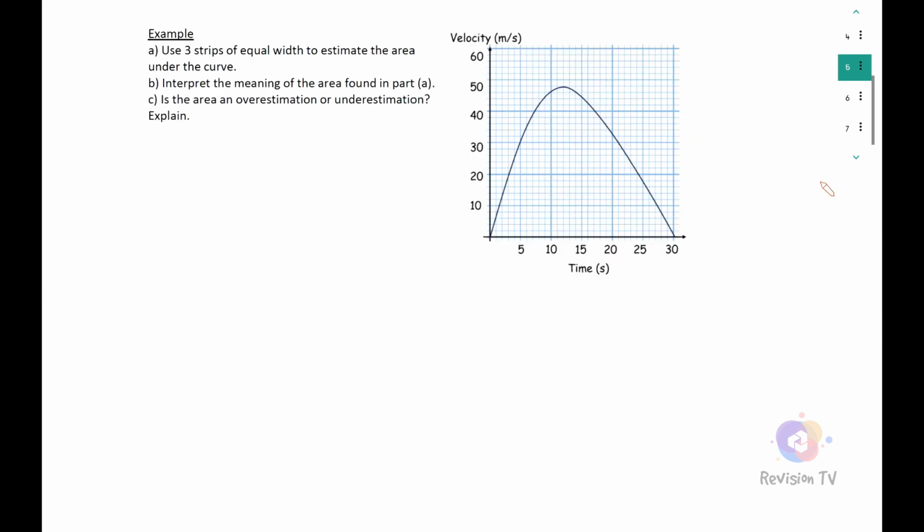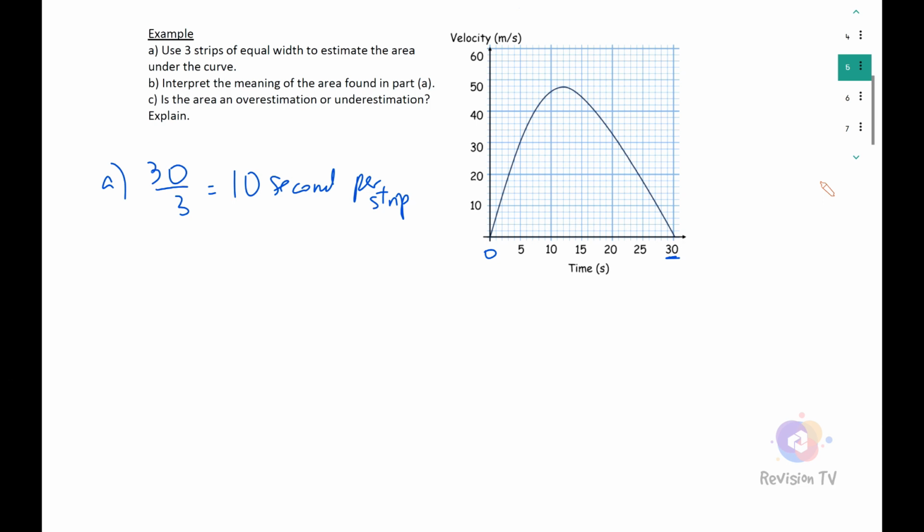All right. Example: use 3 strips of equal width to estimate the area under the curve. Now, 3 strips. The time spans from 0 seconds to 30 seconds. So part A, if we do 30 seconds divided by 3, that means it's 10 seconds per strip, right? Because we've got 3 strips, we have to account for 30 seconds. That means each strip is 10 seconds.